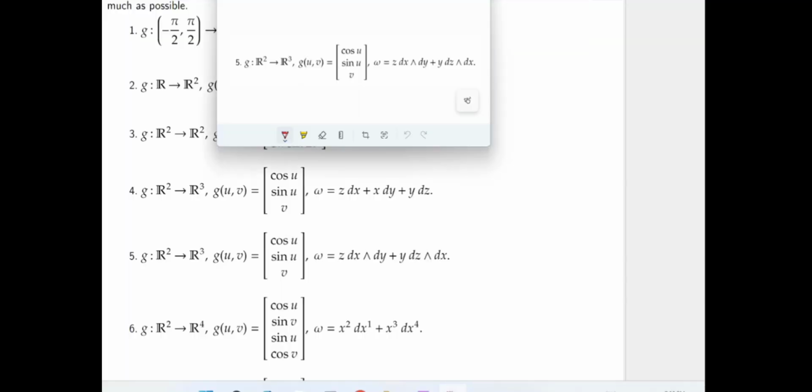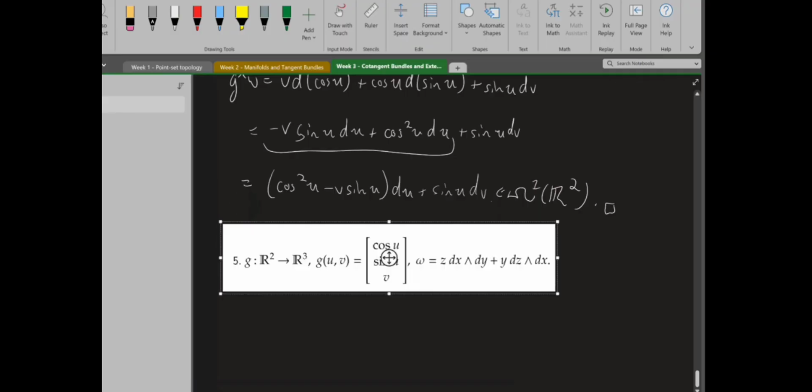Pull back from R3 to R2, but instead of a one form, now we're pulling back a two form. It should work the same way, but just to see the calculation, I'll go ahead and do it.